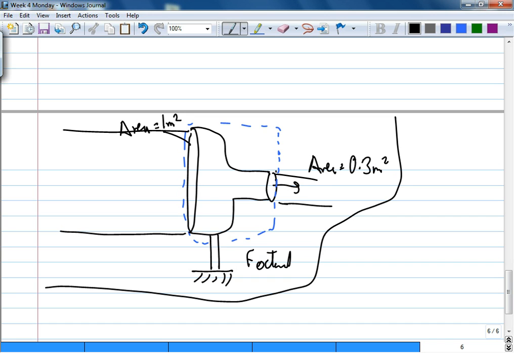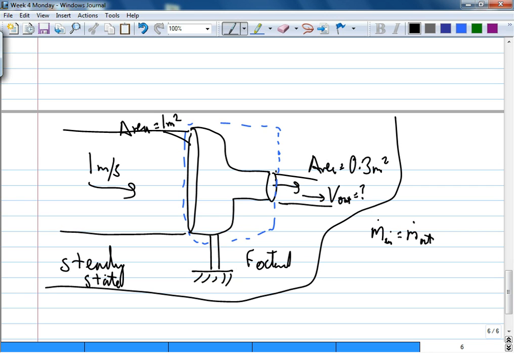So let's say 1 meter per second velocity coming in. First step, let's find V out. We did that last week. M dot in is equal to M dot out. Oh, I forgot, this is steady state. You can assume steady state in this problem unless the problem tells you otherwise. M dot in is equal to rho A in V in, which is equal to rho A out V out.